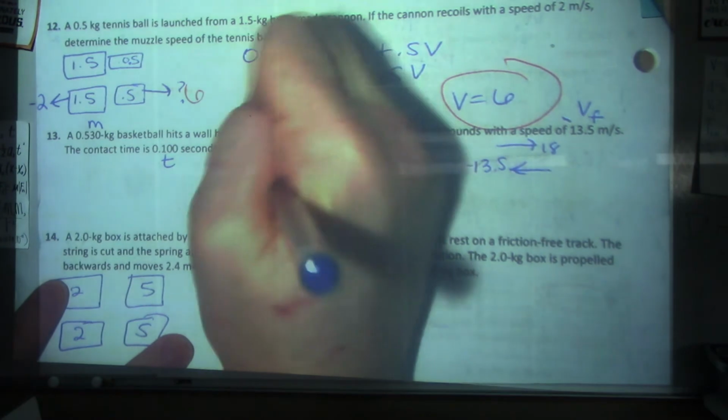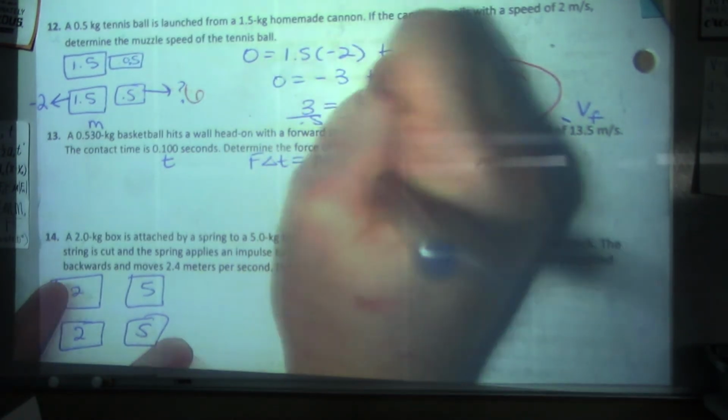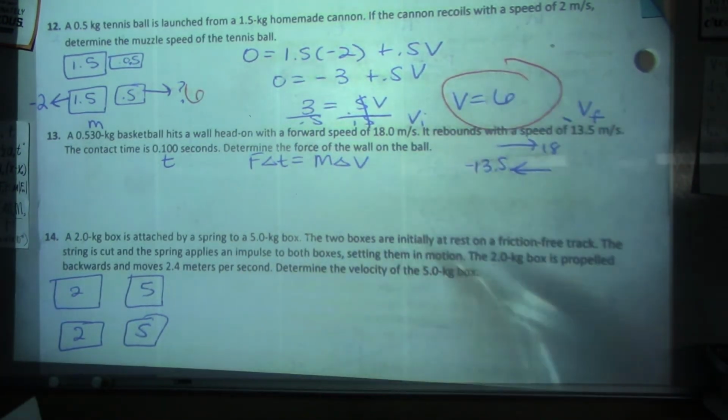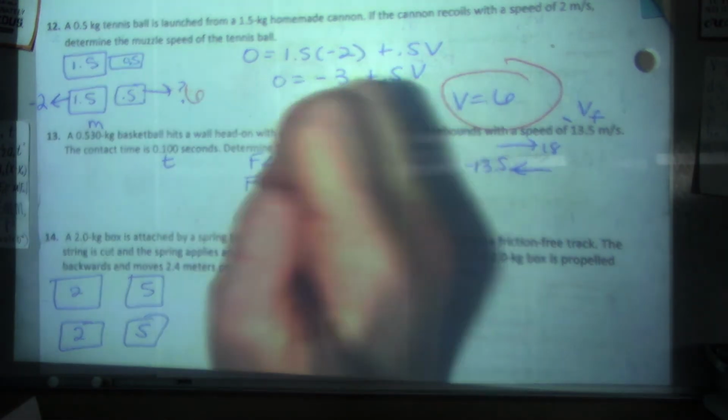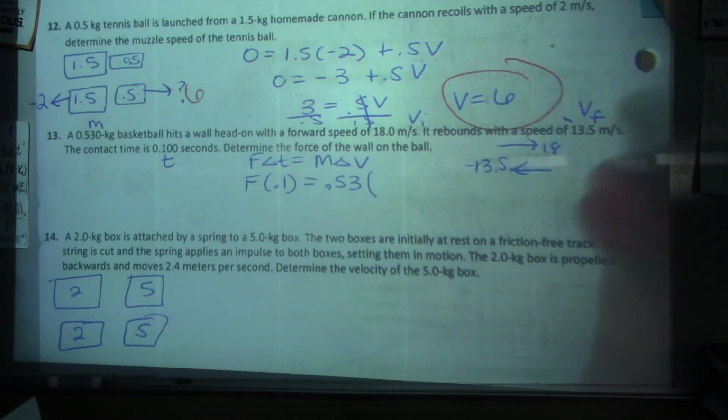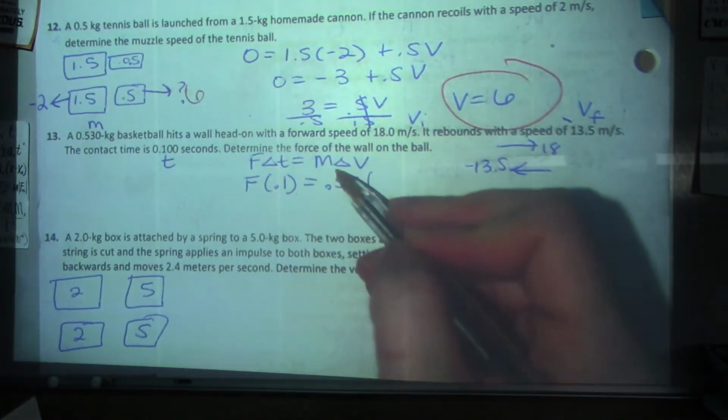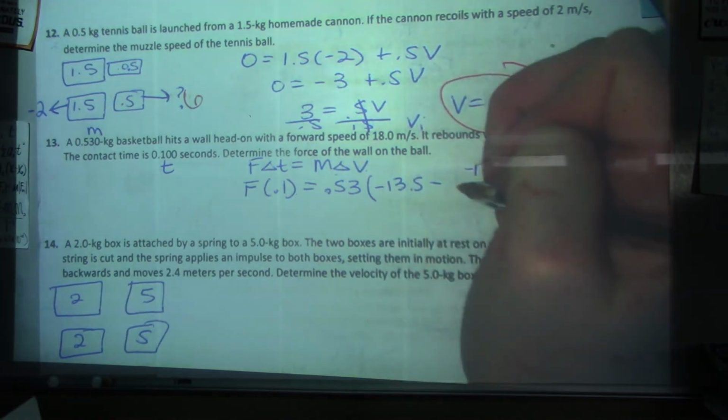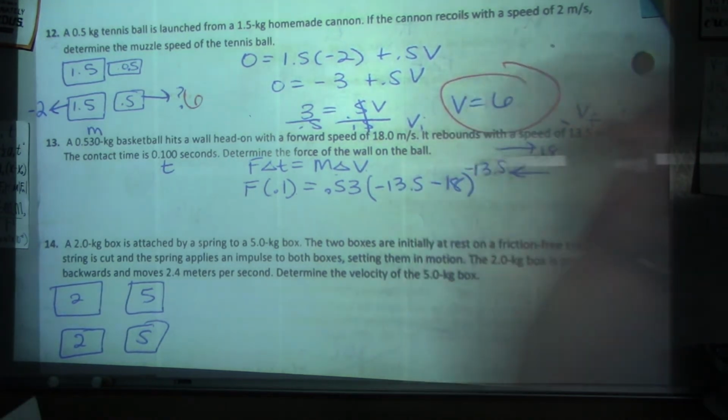So this is our F delta T equals M delta V equation. We know because it's talking about force, and we're looking for force. Time was 0.1, mass is 0.53. Velocity is V final minus V initial. That's how you find change of anything. And so -13.5 minus 18. Final minus initial.